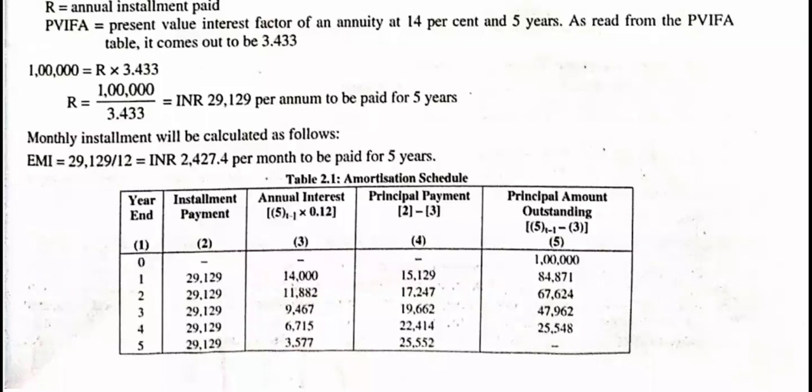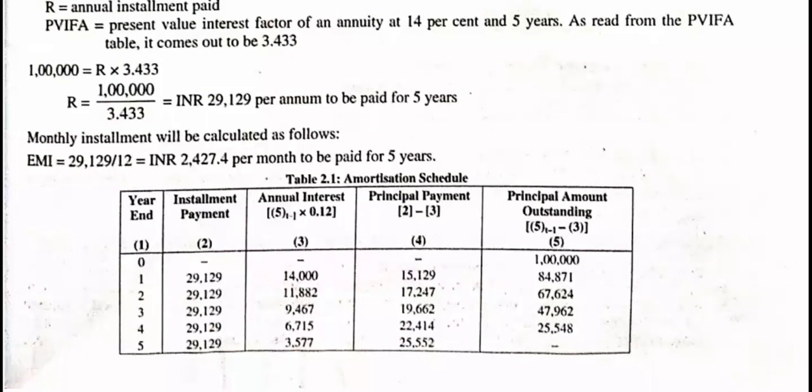Next year, again, the installment you will pay is 29,129, but the interest will reduce. Now the principal amount is 84,871. On this amount, you need to find 14%. So it will be 11,882 rupees annual interest. Now, how much principal are you paying? 29,129 minus 11,882. So the principal payment is 17,247.